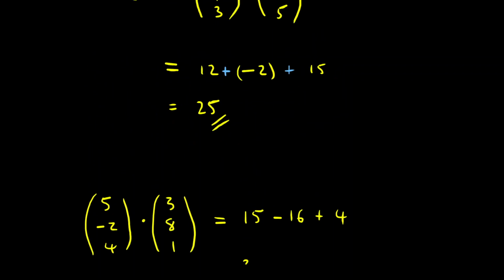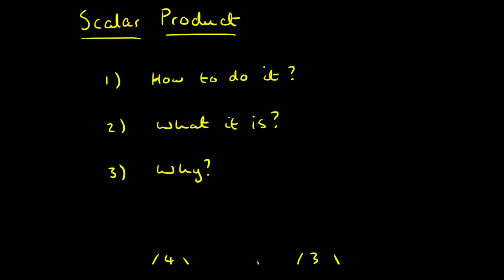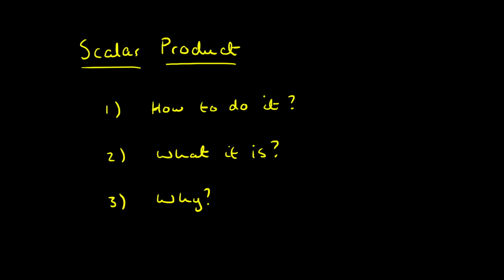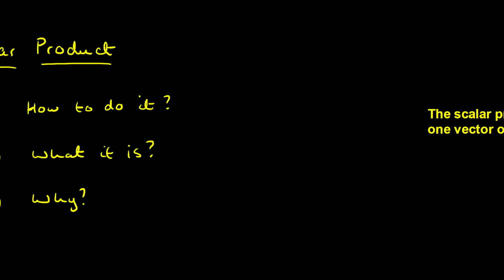Now, okay, let's return to our original questions. We know how to do it now. The question 2 is, well, what is it? What does it mean? Well, the scalar product is essentially this. It tells us the projection of one vector onto another. So the key word here is projection. And you're probably wondering what on earth that means. Projection is kind of like the shadow that one vector is going to cast onto another vector.